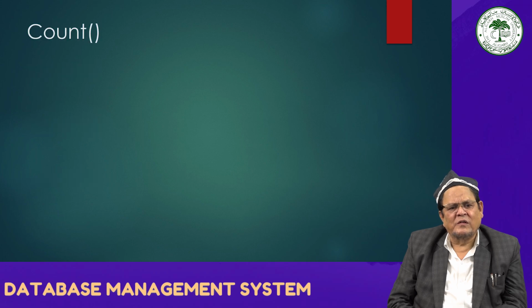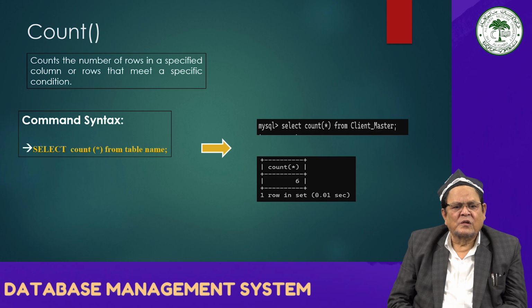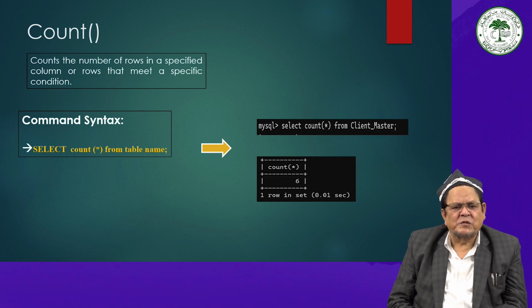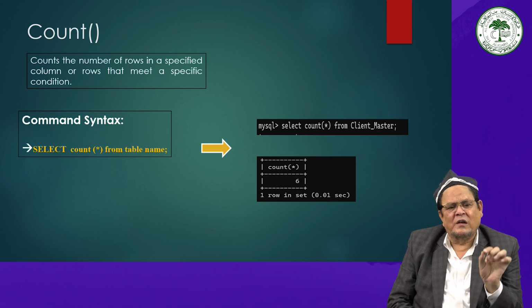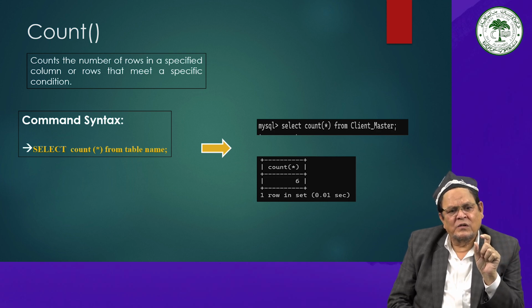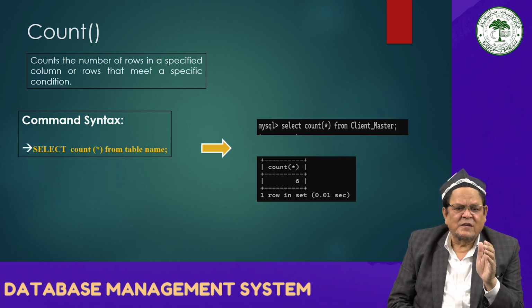Let us start one by one. I will take count. Count counts the number of rows in a specified column or rows that meet a specified condition. You can count without condition or with condition. Here I will explain first without condition and then with condition. The command syntax is select count, a star within parenthesis, from table name. You have to specify the table name.